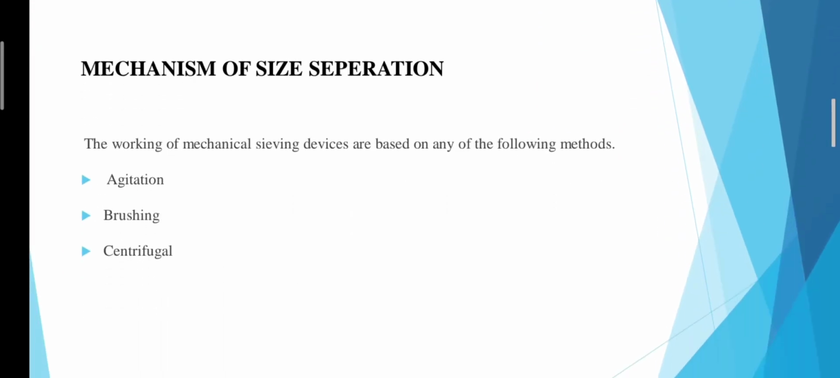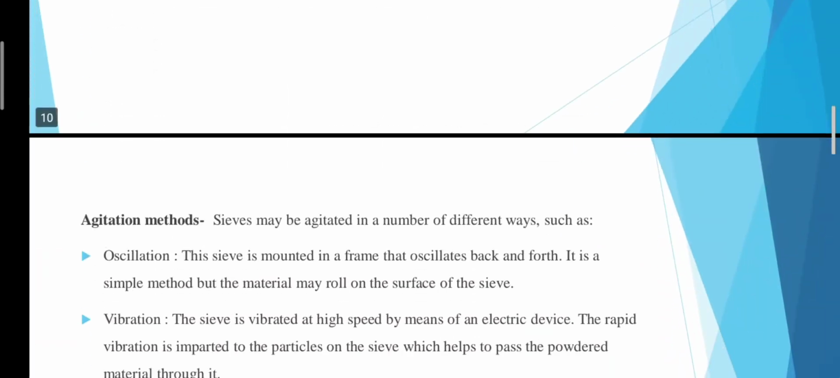Mechanism of size separation. How is size separation done? There are three mechanisms. The working of mechanical sieving devices is based on any of the following methods. That means every device is based on either agitation, brushing, or centrifugal forces. These are the types of mechanisms. Let's see one by one. What is agitation?